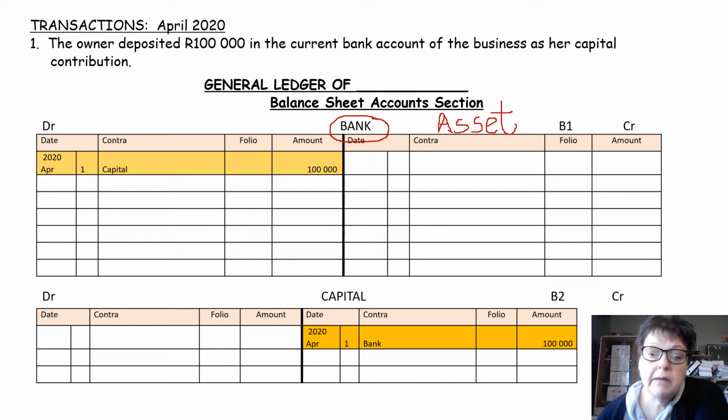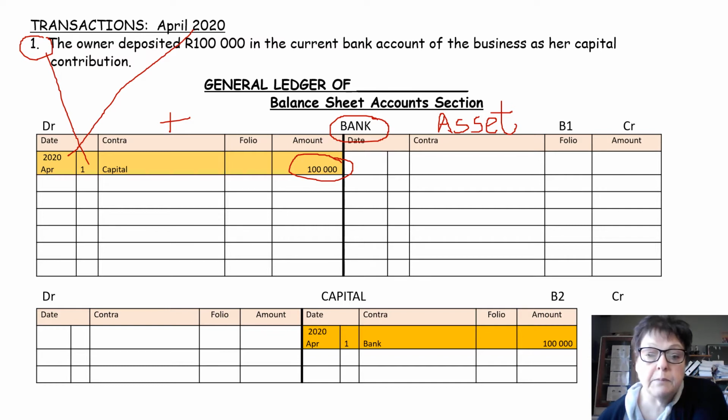Asset increases on the debit side. So on the debit side, you will have to write the date. Where do I find the date? It's at the top. It's April 2020. And they also tell us it's the 1st of April. How much money do we get to put in the bank? 100,000 Rand.